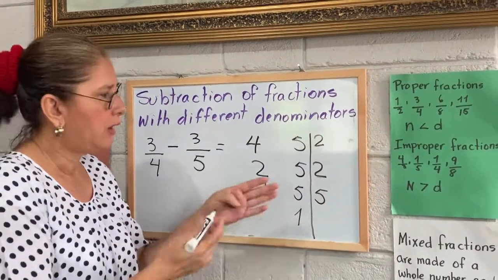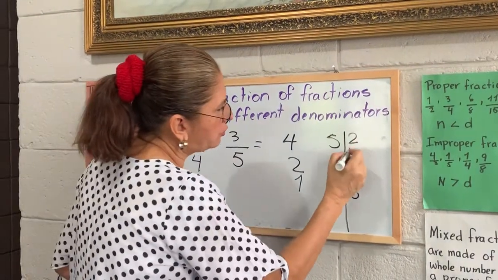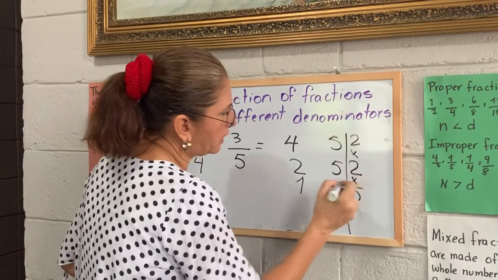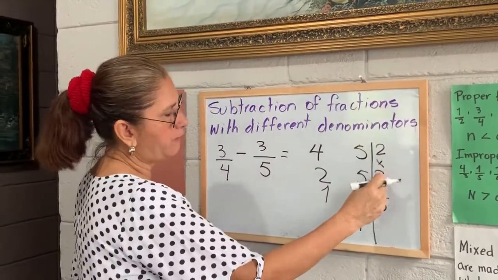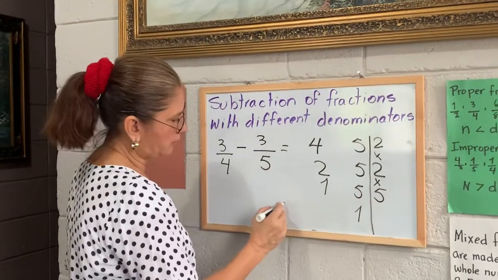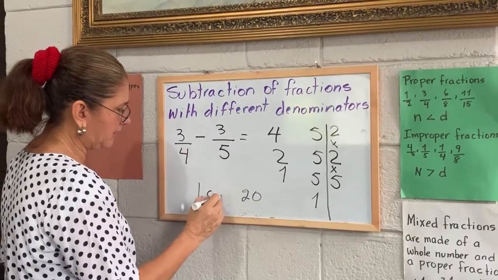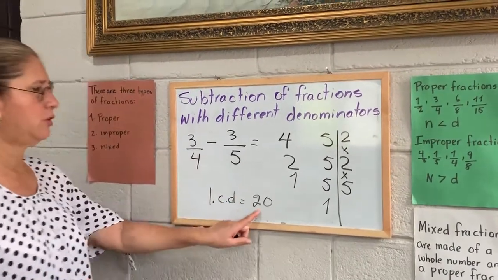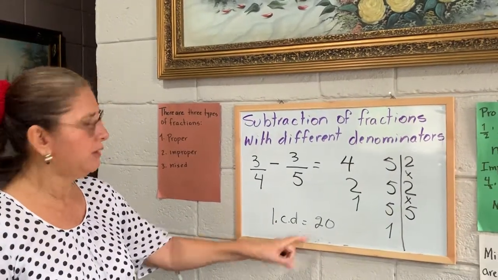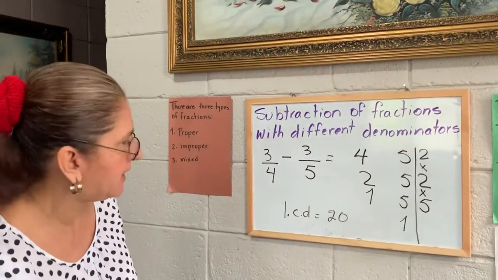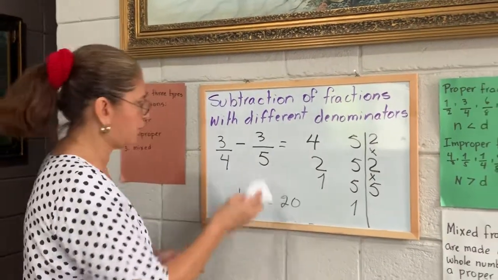Now, how do I find the LCD? Multiplying 2 times 2 times 5. 2 times 2 is 4. 4 times 5 is 20. The LCD is equal to 20. So I continue with the next step, that is, convert into equivalent fractions.